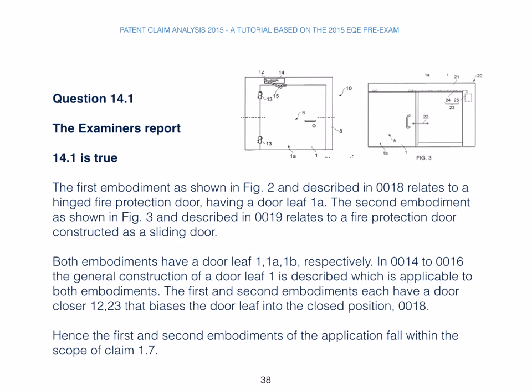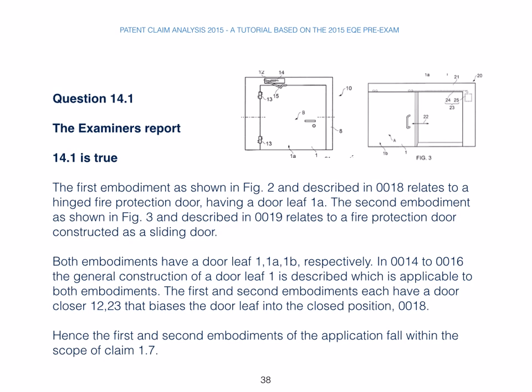Here now the examiner's report for statement 14.1 is true. The examiners state the first embodiment as shown in figure 2 and described in paragraph 18 relates to a hinged fire protection door having a door leaf 1A. The second embodiment, as shown in figure 3 and described in paragraph 19, relates to a fire protection door constructed as a sliding door.